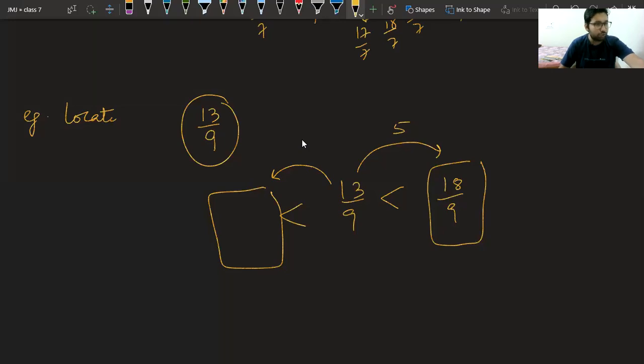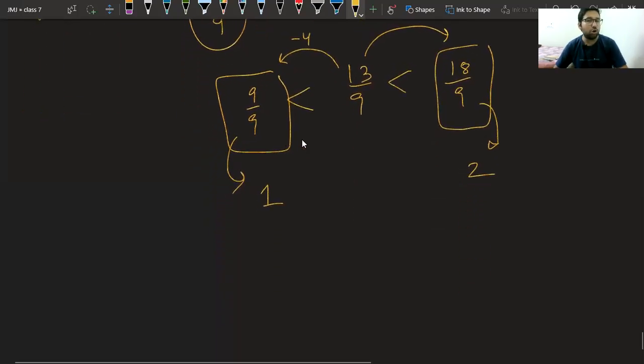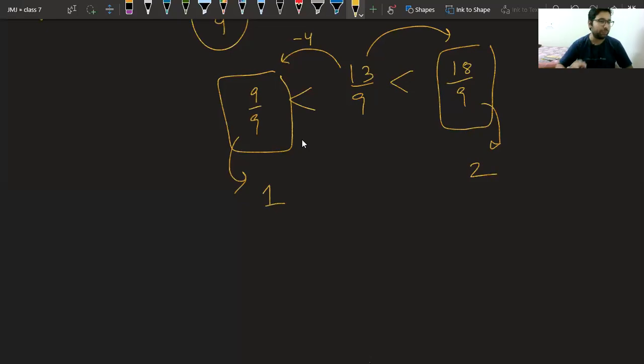Okay, Bunny, you can do it by that also, it is okay. We have to minus what? Minus 4. Okay. It becomes 9 by 9. 9 by 9 is same as 1. 18 by 9 is same as 2. My method will help you always. That is why I stick to this method only.